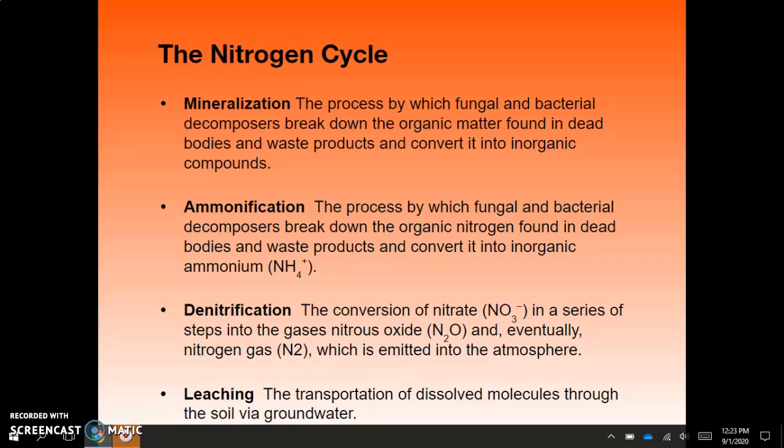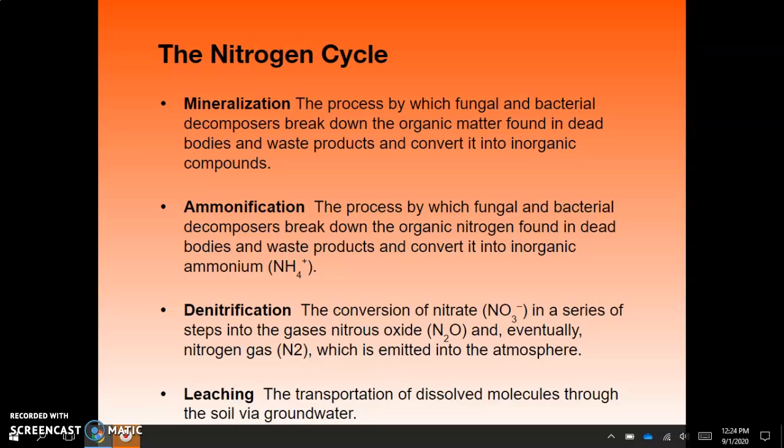All right. Some other things to be aware of: mineralization is the process by which fungal and bacterial decomposers break down the organic matter found in dead bodies and waste products and then convert it into inorganic compounds. Ammonification is the process by which fungal and bacterial decomposers break down the organic nitrogen found in dead bodies and waste products and convert it into inorganic ammonium.